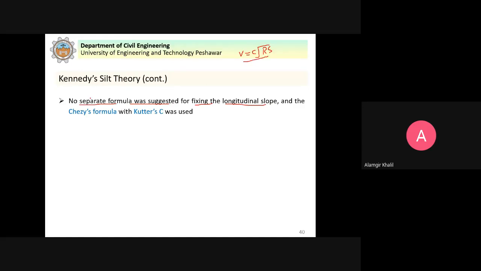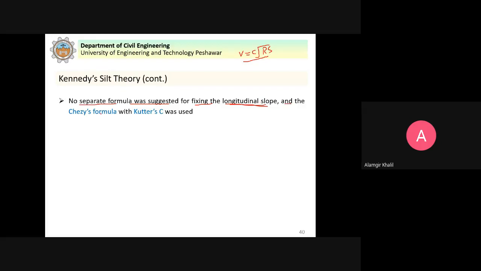Now, in the Kennedy's theory, later on we will discuss the drawbacks of the Kennedy's silt theory, but at the moment we just introduce the basic concept and how to design a canal according to this theory. Later on we will study the drawbacks in this theory. So Kennedy gave no separate formula for fixing the longitudinal slope. So it means that if you change the longitudinal slope, you will get the dimensions of a new cross section. It means that we do not have a unique solution. So this is the drawback in the Kennedy's theory.